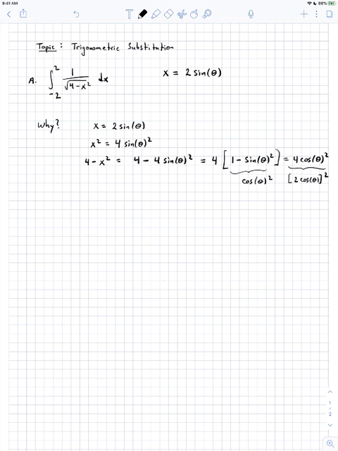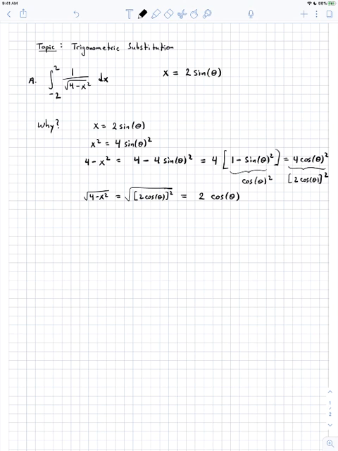So now you can take the square root. The square root of 4 minus x squared is equal to the square root of 2 times cosine of theta quantity squared. And the radical cancels with the square, and you end up with 2 times cosine of theta. Well, to be precise, you actually end up with the absolute value of 2 times cosine theta, because the radical gives you the positive square root. We don't really have to worry about that.